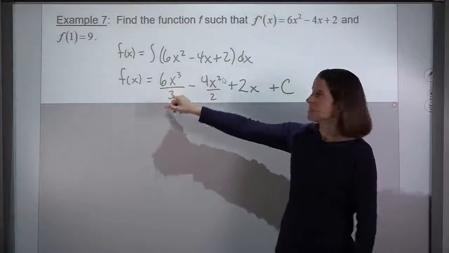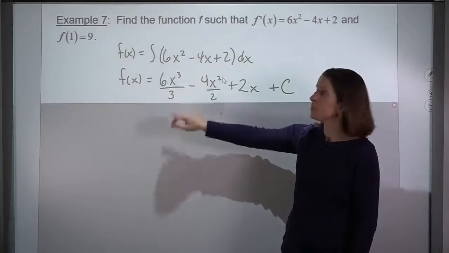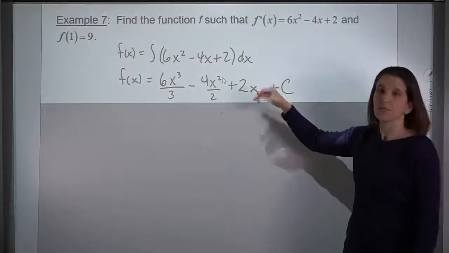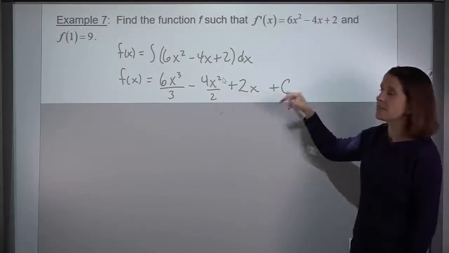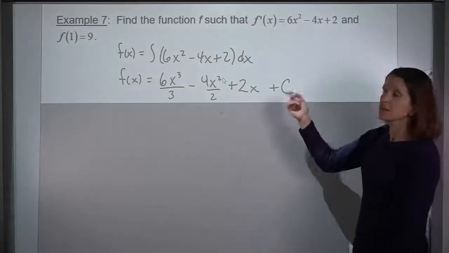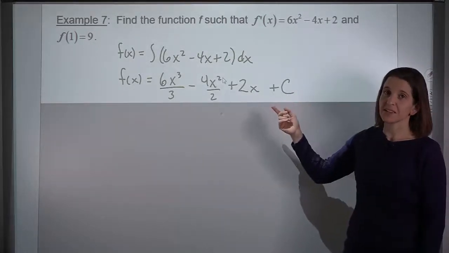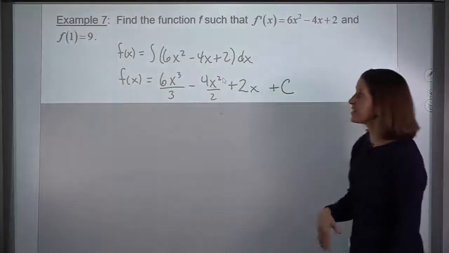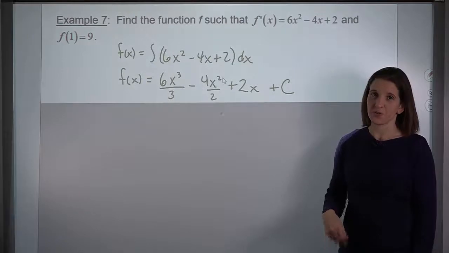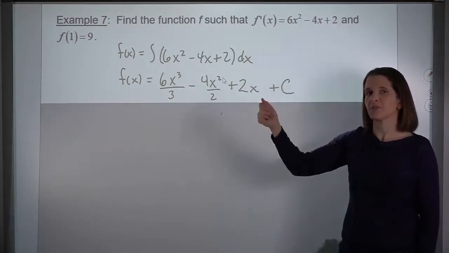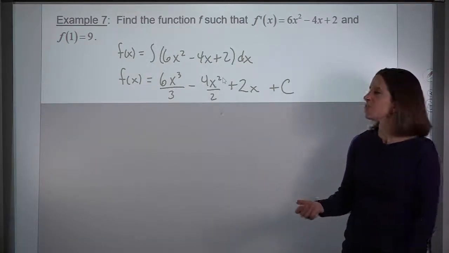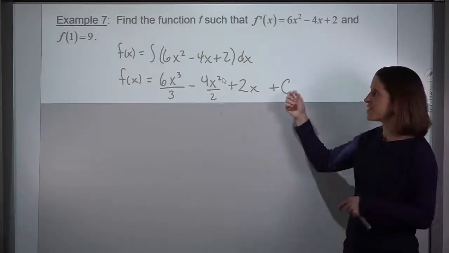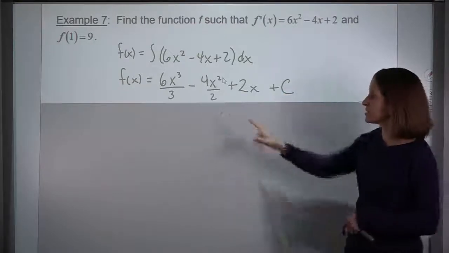So the 6 is a constant that stays. I'm adding 1 to the power, dividing by the new power. The 4 is a constant that stays. Add 1 to the power, divide by the new power. And then who has a derivative that is 2, 2x. And then my plus c. Another really common mistake is students not writing plus c here, but then diving in with the 1 and the 9. If you dive in with the 1 and the 9 right now, you will not have an unknown. And I will write on your paper, what are you solving for? You have to have an unknown to have something to solve for. So if you get to a point where you don't have any unknowns, go back and realize you forgot to put the plus c. You've got to put that plus c.